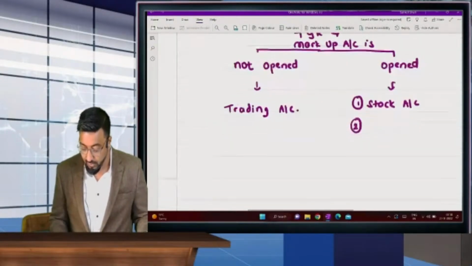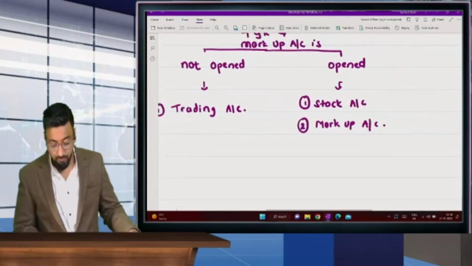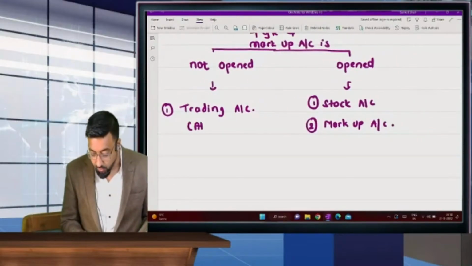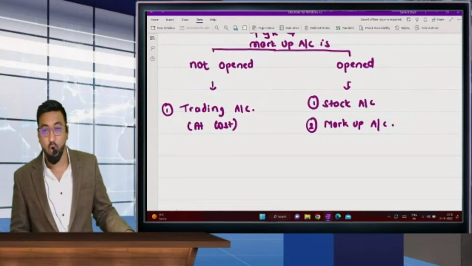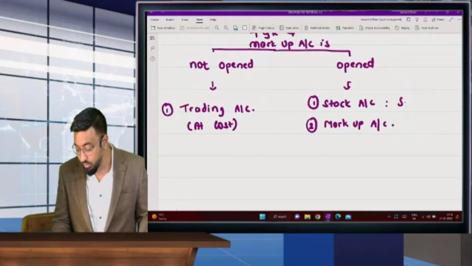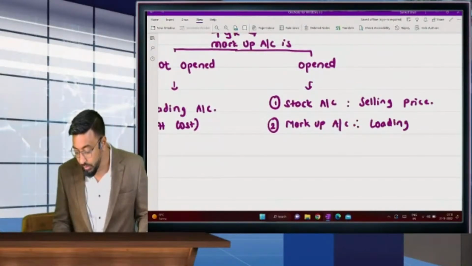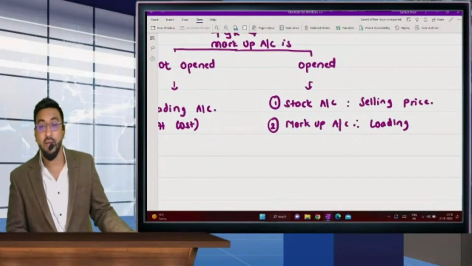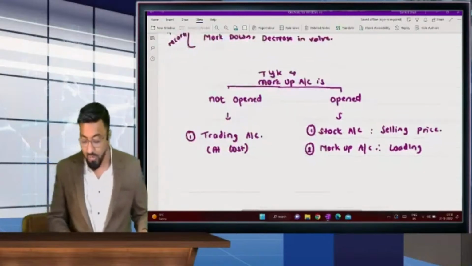दो अकाउंट्स आपको बनाने पड़ेंगे, here only trading account, and here stock account and markup account. Trading account is always prepared at cost, but stock account is opened at selling price, and this is at loading. So in markup account we record selling price minus loading. This is the concept of markup.